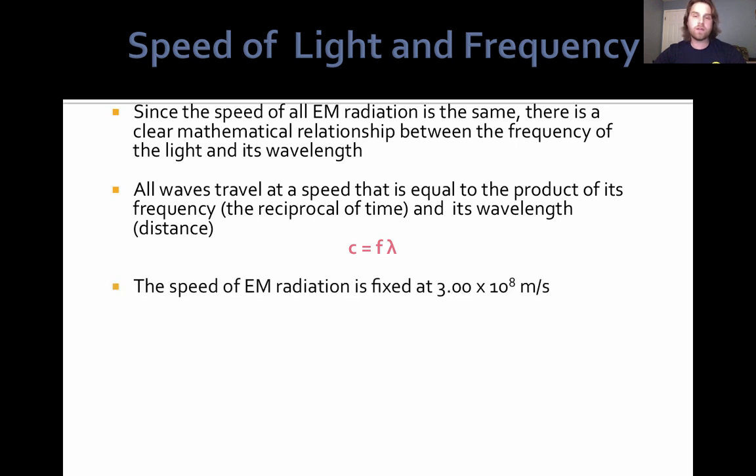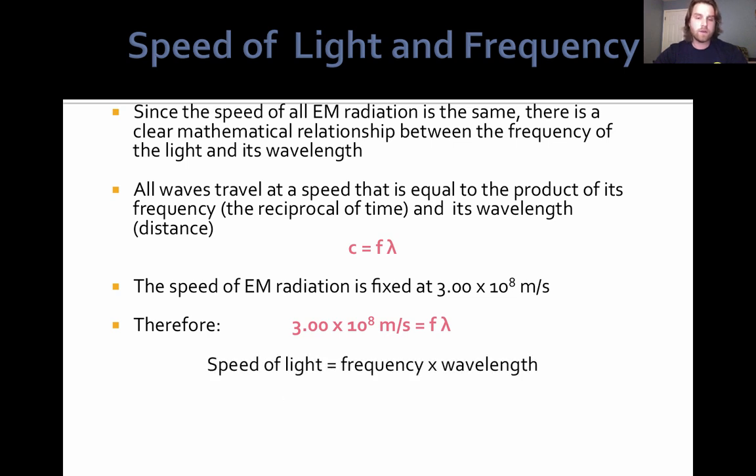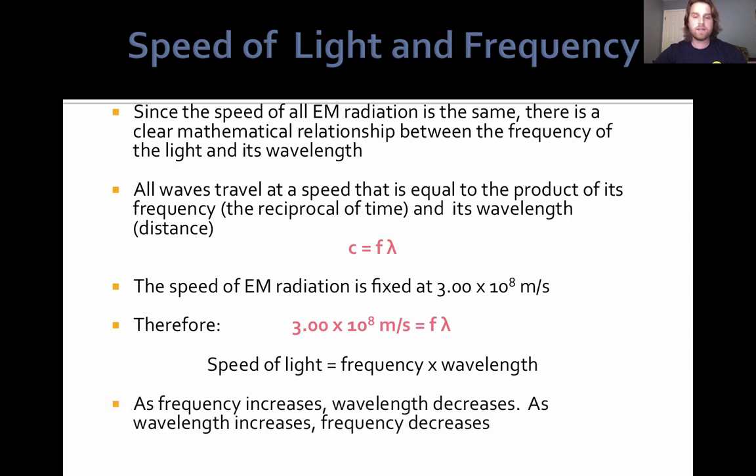And we know that the speed of electromagnetic radiation is fixed at 3 times 10 to the 8th meters per second. So we can rewrite that equation as 3 times 10 to the 8th meters per second equals frequency times wavelength, because the speed never changes. So therefore we can look at that as speed of light equals frequency times wavelength. And since frequency and wavelength are multiplied together, we know that they have an inverse relationship. When frequency goes up, wavelength goes down. And as wavelength goes up, frequency goes down.